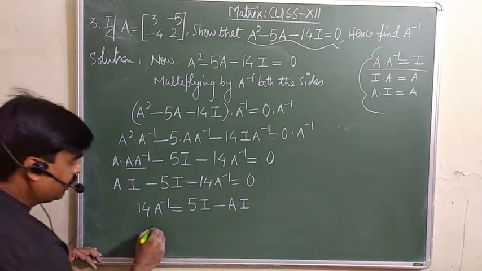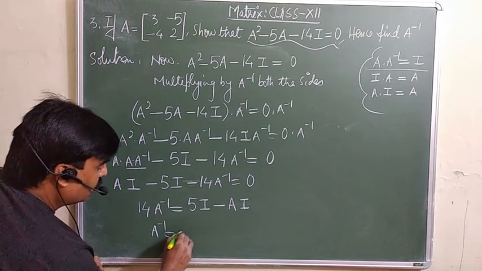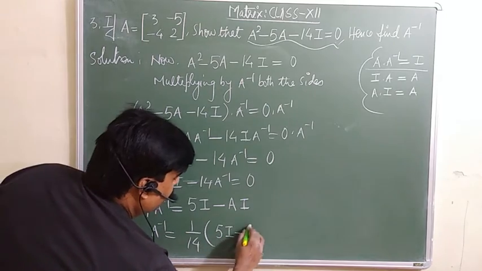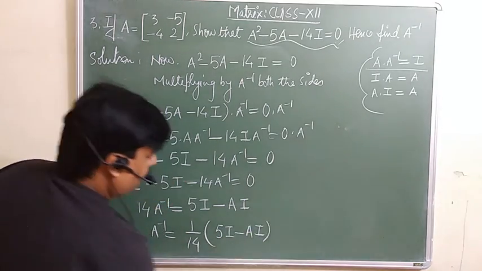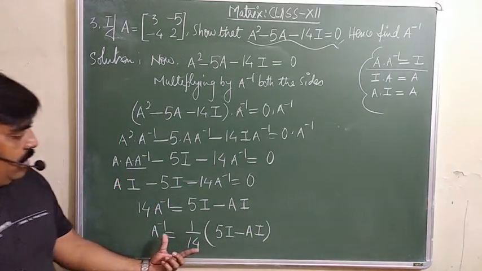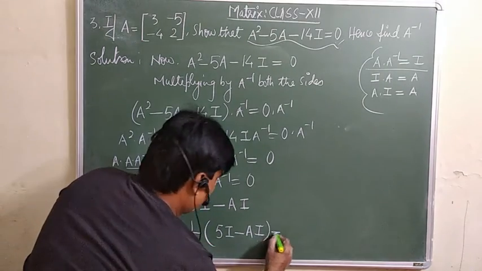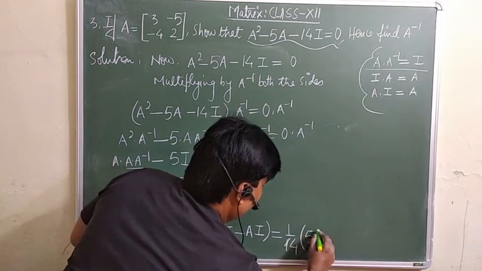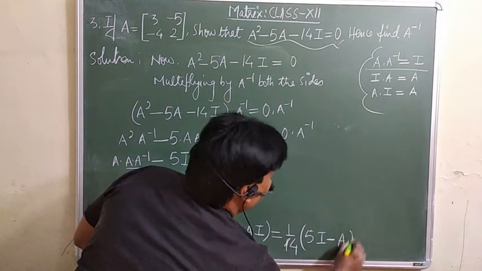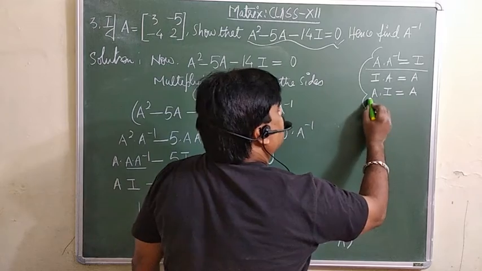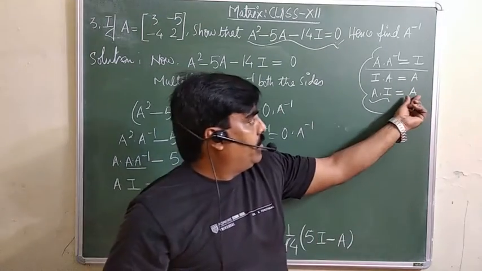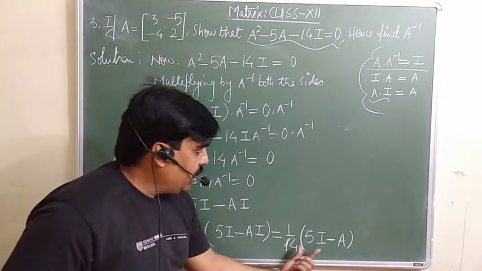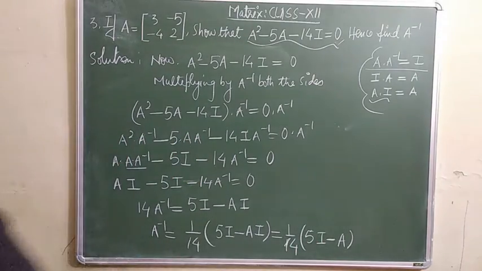So here you will get what? A inverse is equal to 1 over 14 in bracket 5I minus AI, or you can take out the A into I, that is 1 over 14, that is 5I minus A. Because when the identity matrix is multiplied by any matrix, the product is always the matrix itself. So you are getting A inverse is equal to 1 over 14 (5I minus A). Have a look.